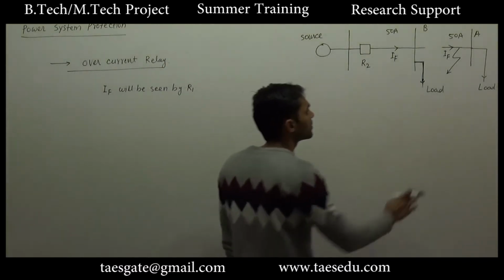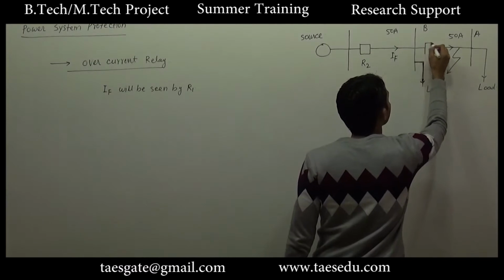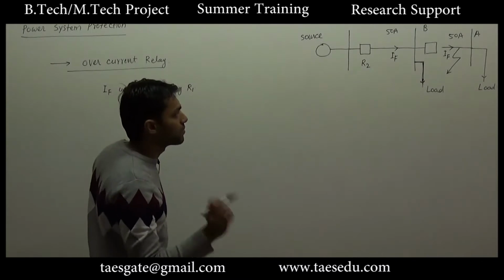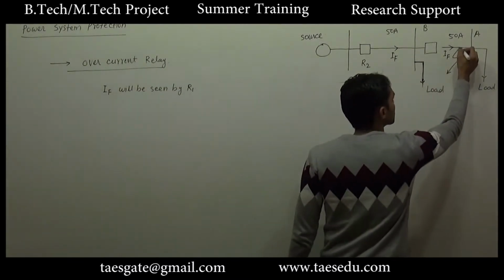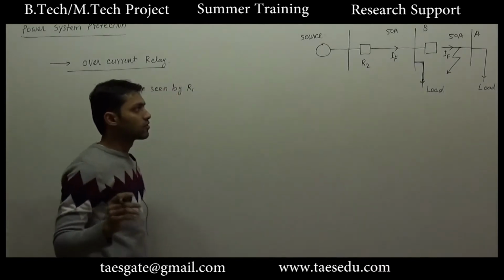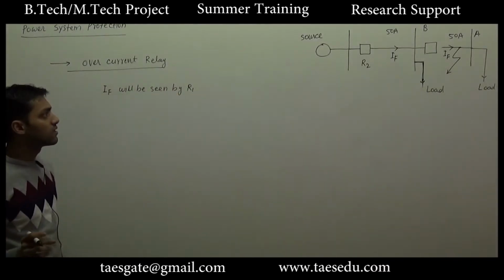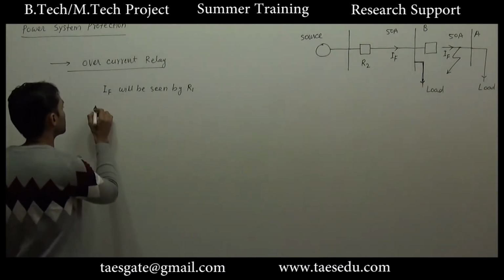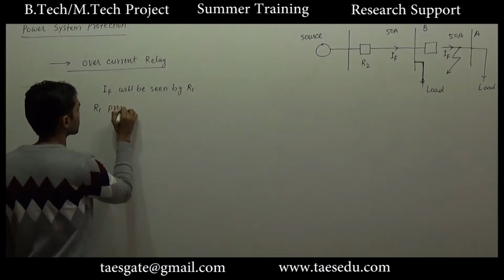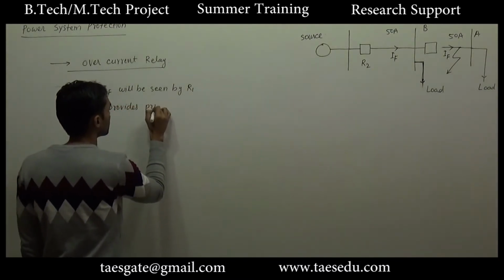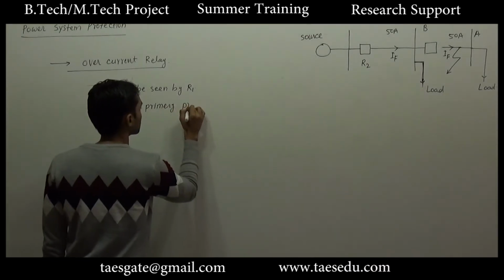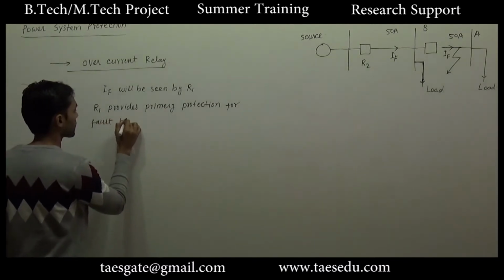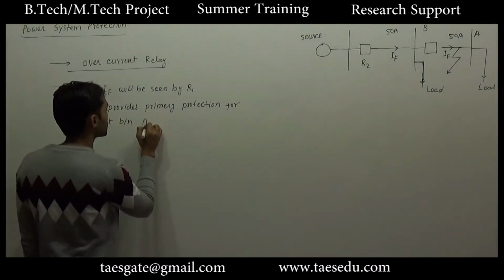So here we will say, for this fault, R1 will provide primary protection. For a fault at bus A, let's say this is near bus A, we will say that for a fault at bus A, R1 will provide primary protection. Let's say R1 provides primary protection for a fault between bus A and B.